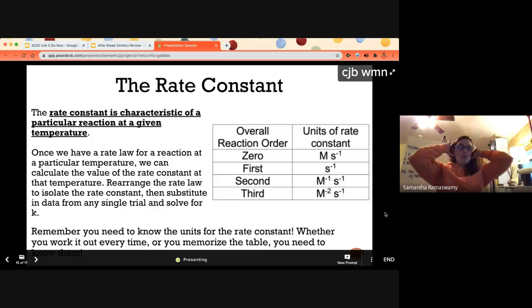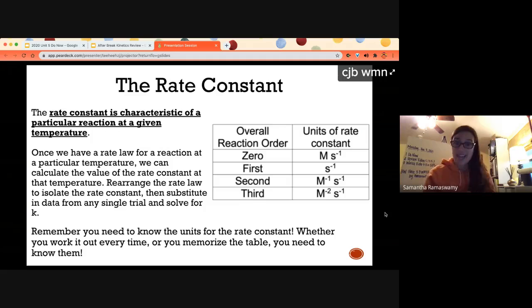Okay, so remember the rate constant is k, and it's a constant as long as we're at the same temperature. Typically you're going to see a lot of these say at 25 degrees Celsius. So these reactions are at 25 degrees Celsius. That means that k is constant. Now, once we have a rate law, remember that we can calculate k. We can plug in one of the sets of data into the rate law and solve for k.